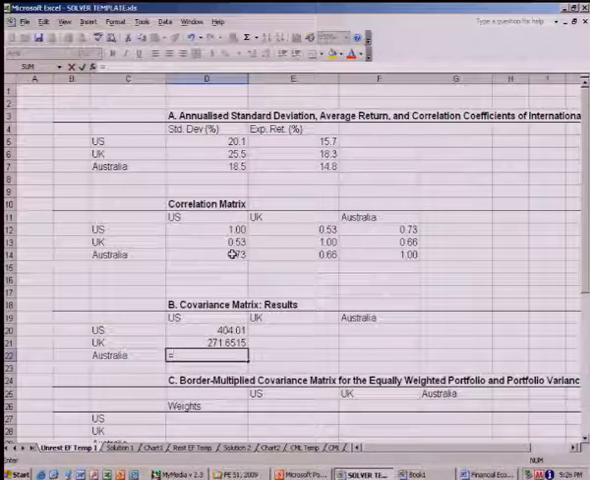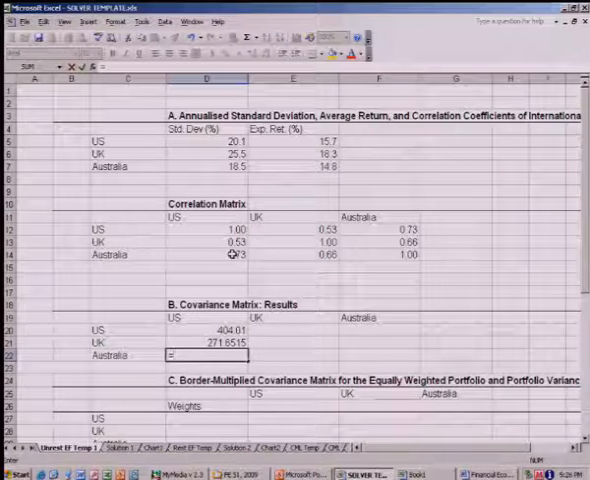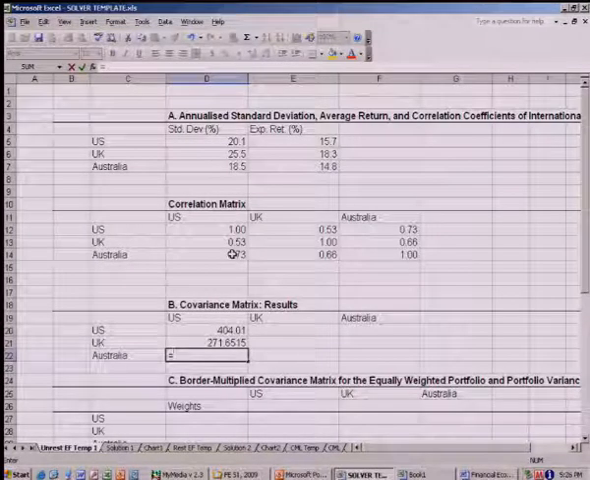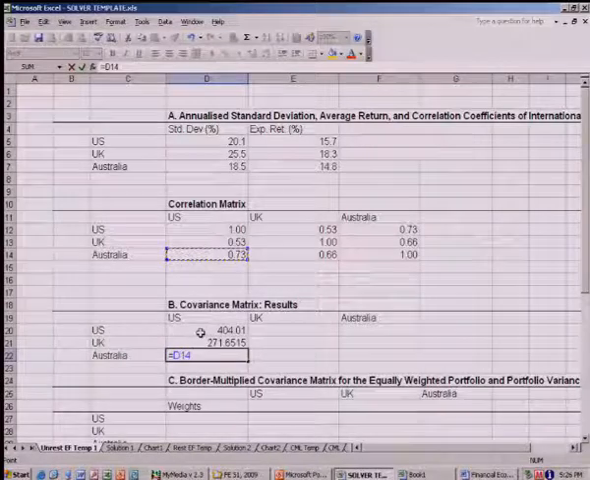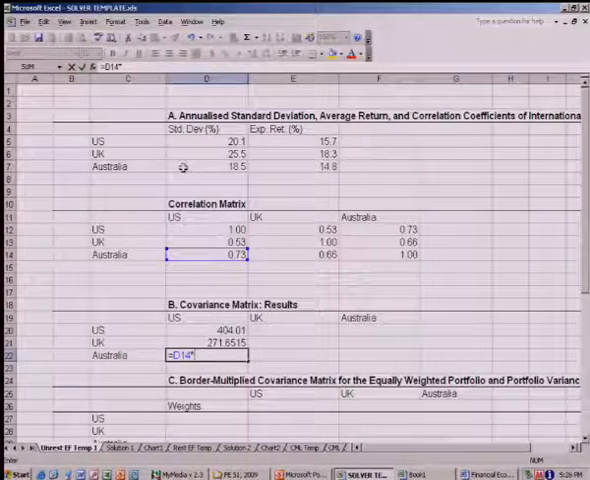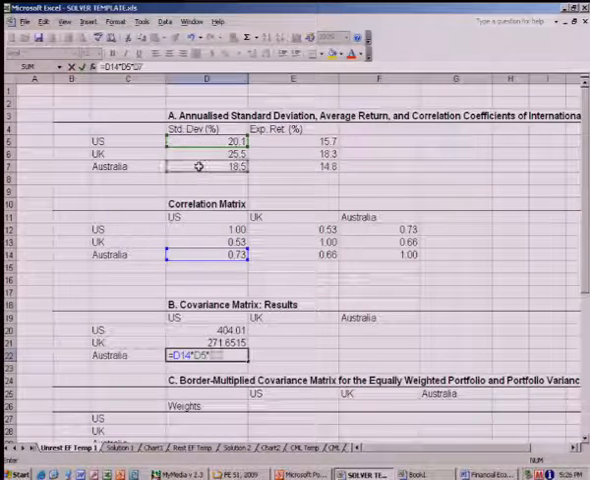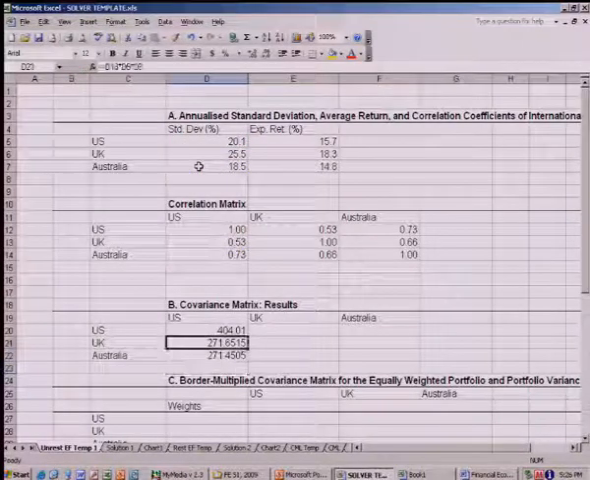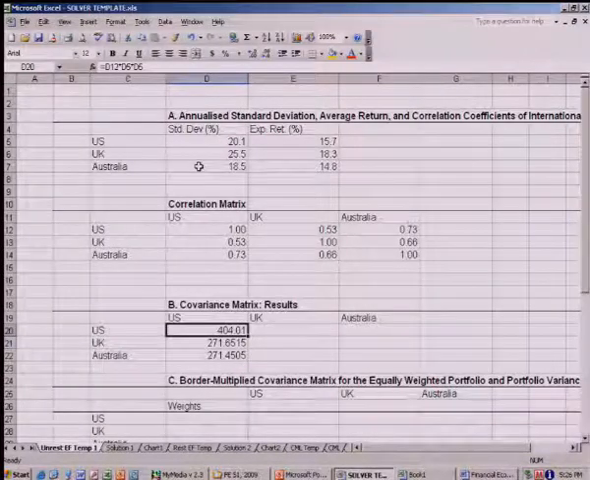So for the next one, you need to find the covariance on the returns between the Australian asset and US asset. So that should be equal to the correlation coefficient between the returns on those two assets times the standard deviation of the US and times the Australian. So that completes the first column of this matrix here.